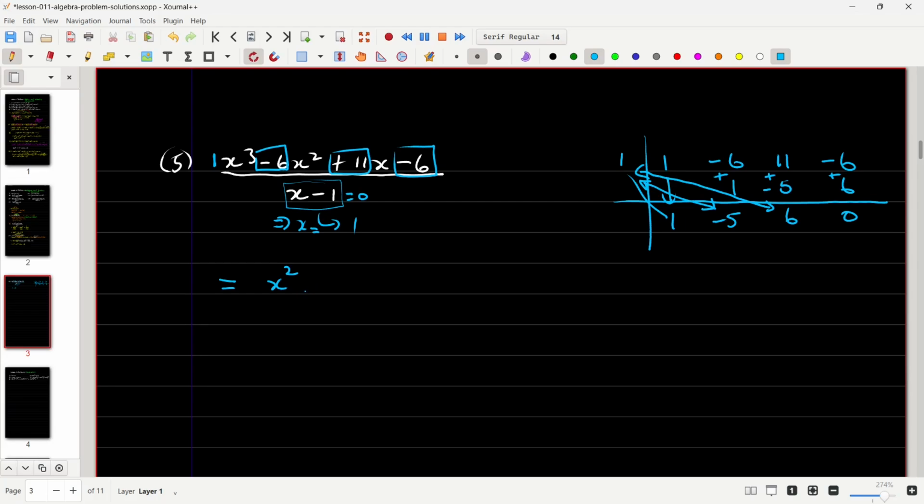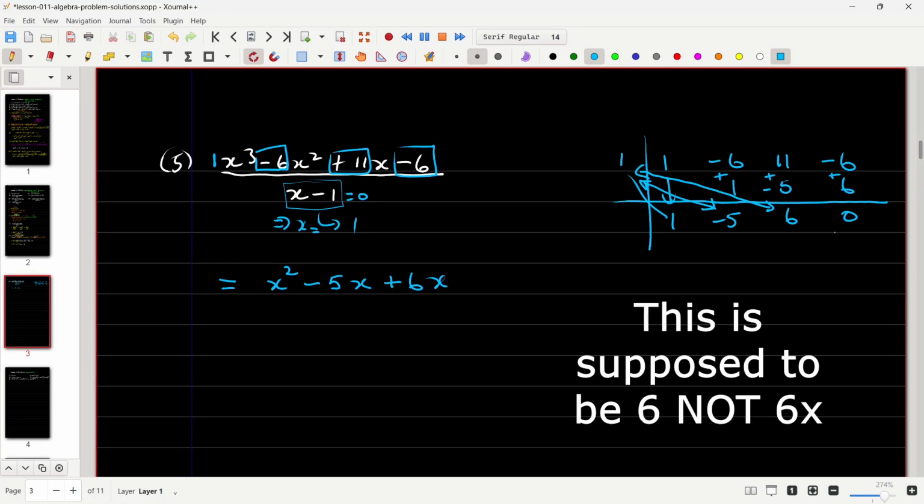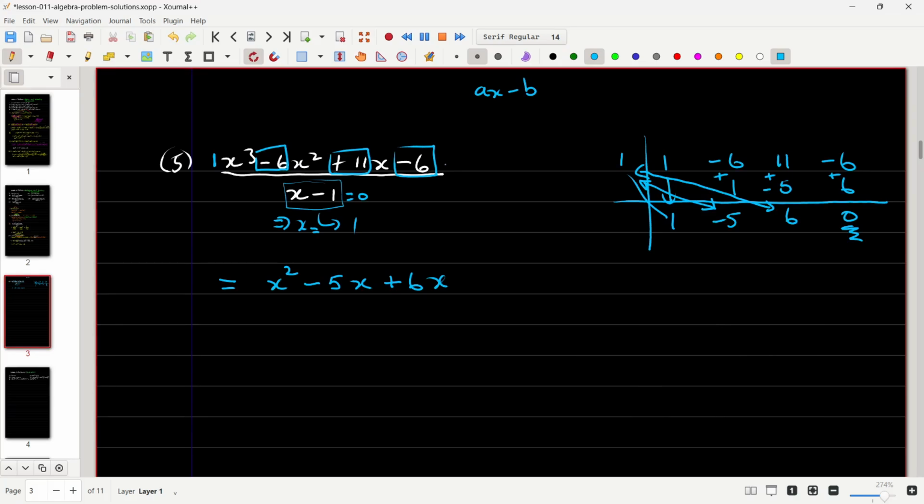Then I have negative 5x, which is the next number. Then I have 6, so that's positive 6x. And then I have this 0 on the end here, which tells me that my remainder is 0, meaning that I don't have a remaining polynomial at the end here. So this here is the answer of this divided by this. All right. Now remember, this only works when you're dividing by something that has the form of ax minus b. All right. Let's go on to the next one, number 6.